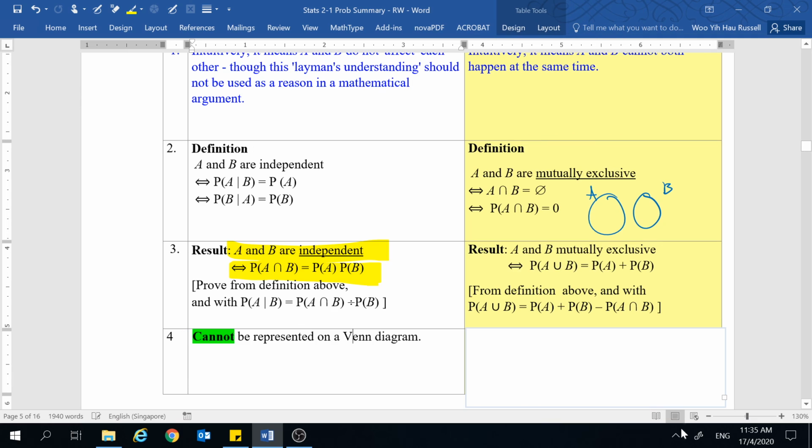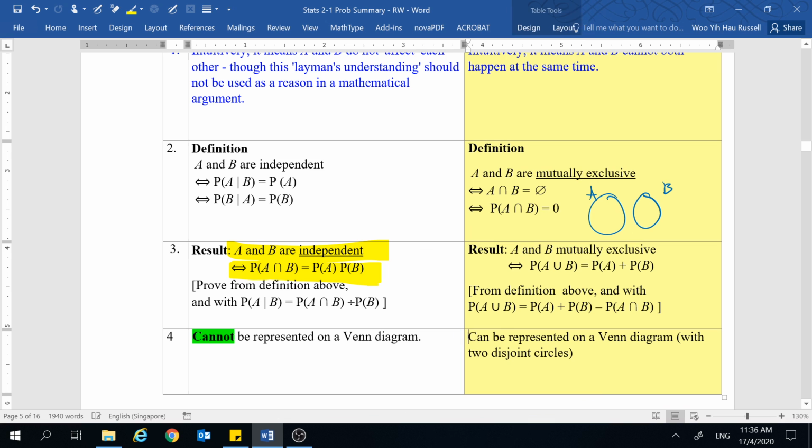Finally, as I mentioned just now, if two events are independent, it cannot be represented on a Venn diagram. It will just be like any two events. And this one is like that. Mutually exclusive just means that it is like that. Okay, that's that. I hope that gives us a quick overview and we can try the tutorial.